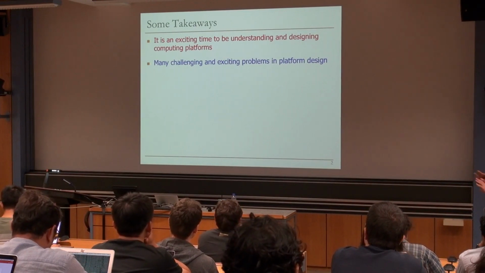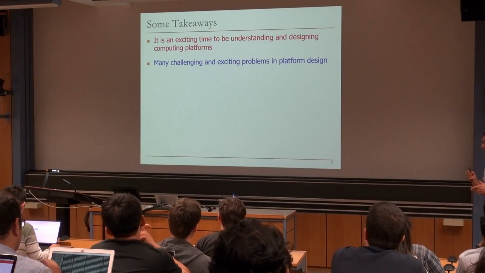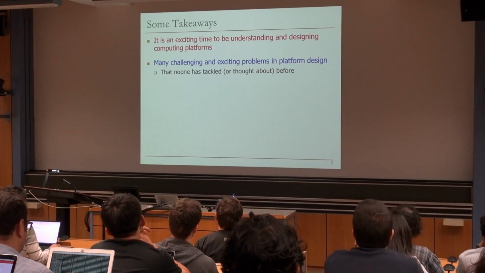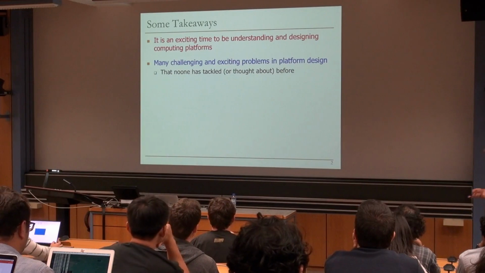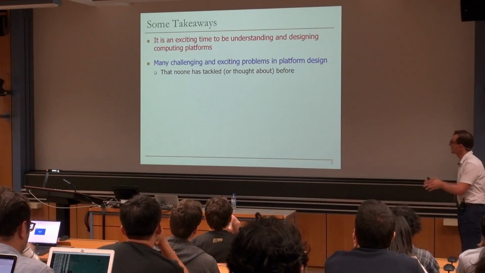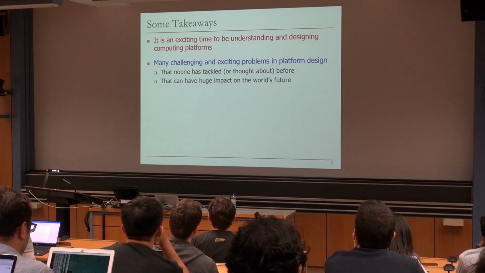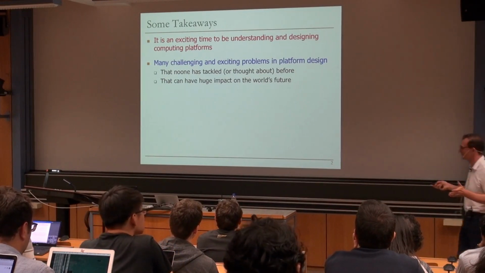Reliability was always a problem, don't get me wrong, but technology scaling has brought us to a point where it's very hard to solve the problems just with technology. And people have not tackled or thought about some of these issues before. And even if they have thought about it, they haven't thought about it from the perspective that we have today. So there's a lot more to do. And of course, it can have a huge impact on the world's future, right? If you don't prevent Rowhammer-like attacks, that's not good.